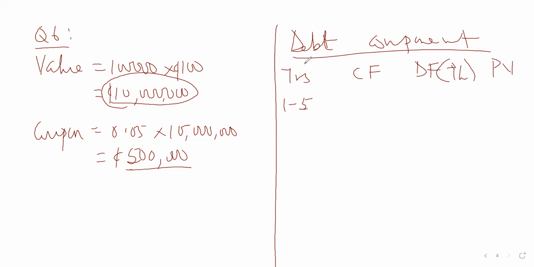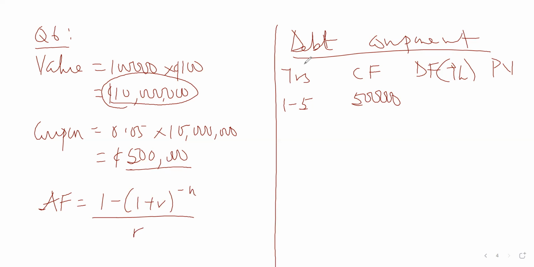From year 1 to year 5, we are going to receive the interest, 500,000. So you can see that this is an annuity, so we find the annuity factor. What will be the annuity factor for this? It will be 1 minus (1 plus r) to the power of negative n, divided by r.